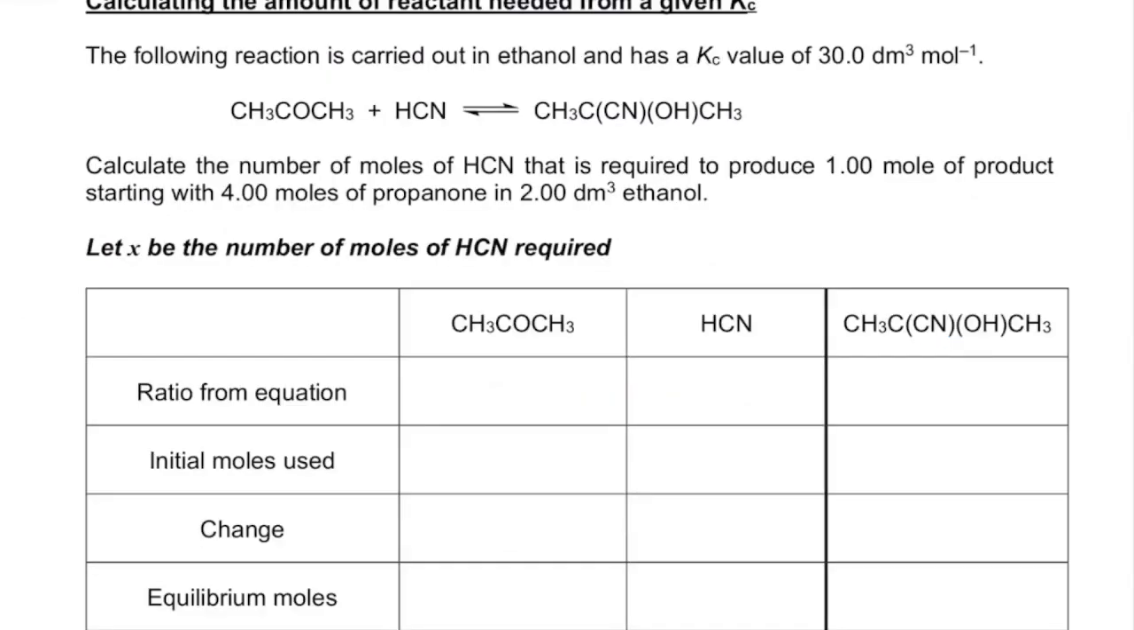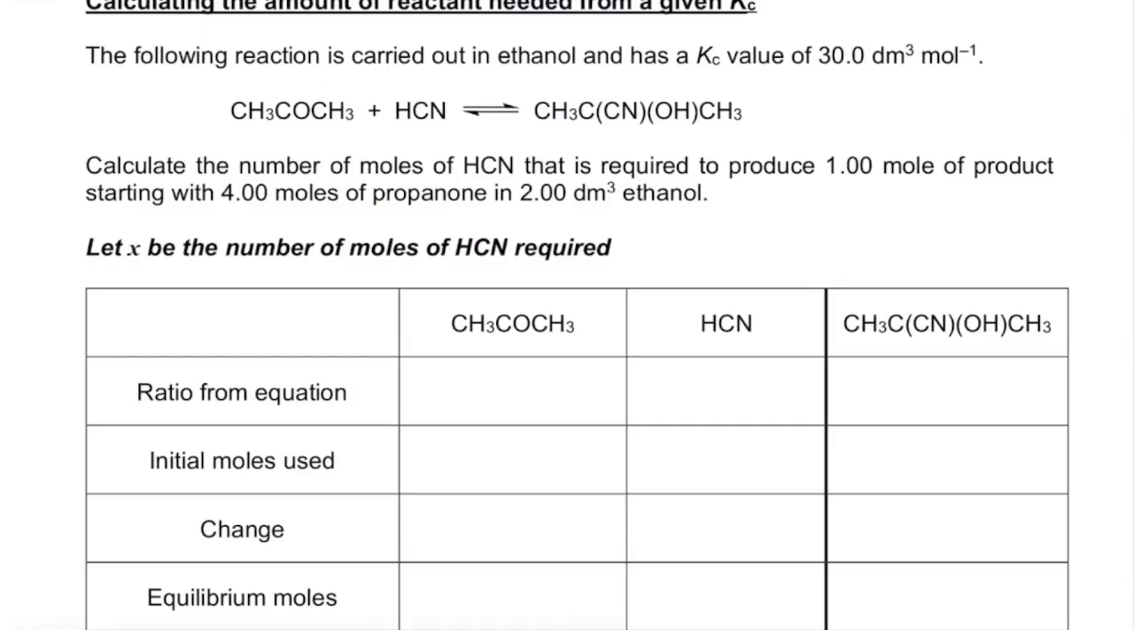So we've got another one here. It's a little bit harder now. These are kind of extension for A level. You've got to find out the initial amount. So you've got the Kc, then you've got the amount at equilibrium. So let's put in what we've got.